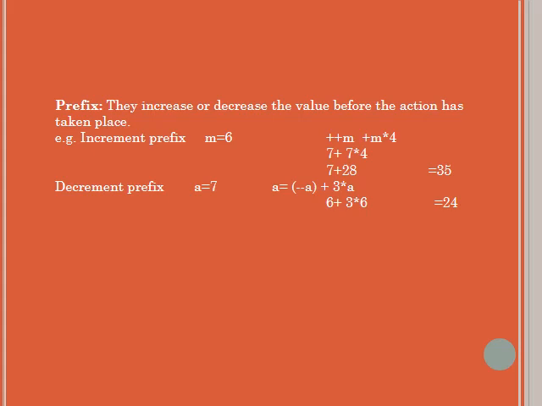Next is decrement prefix. a = 7. a = --a + 3 * a. That means the value of a is 7. When we use this value in the expression, the value is changed. That is, --a will become 6, plus 3 * a. 3 * 6 is 18. 18 + 6 is 24. So the answer is 24.